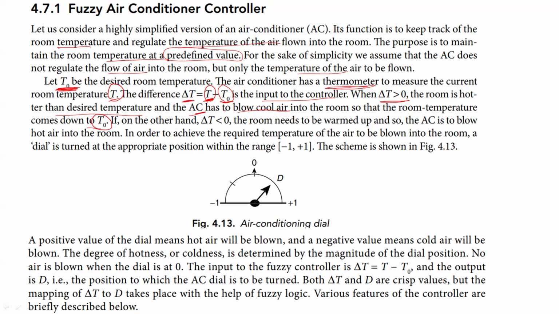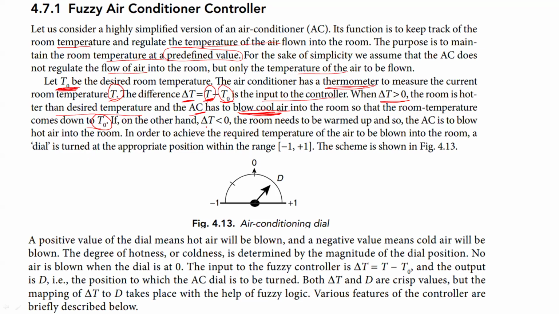Now, when delta T is greater than zero, the AC has to blow cool air. But that is not the output here. I'll show you what the output is in the next paragraph.